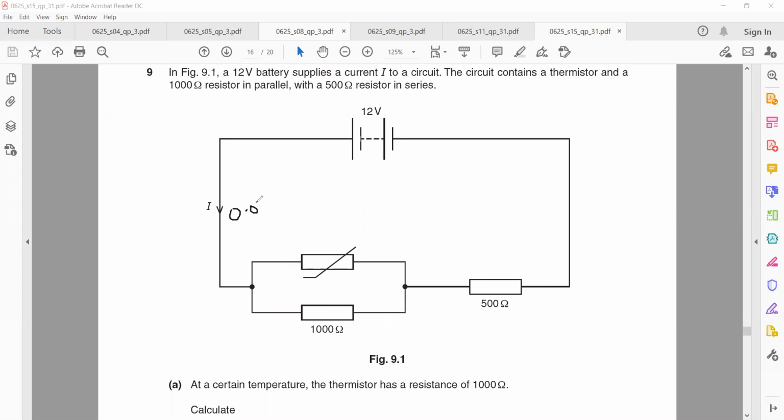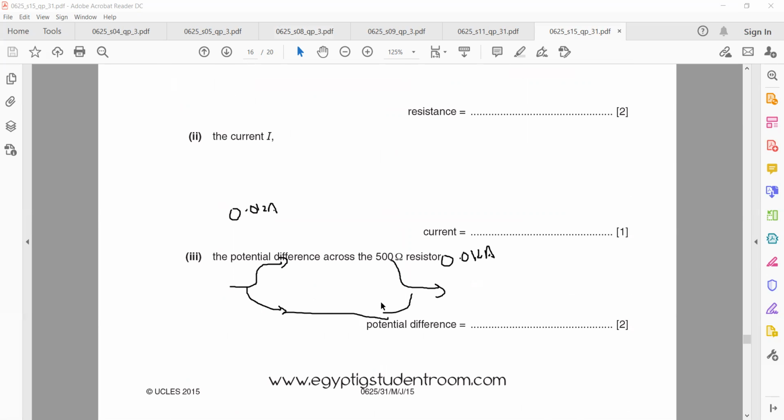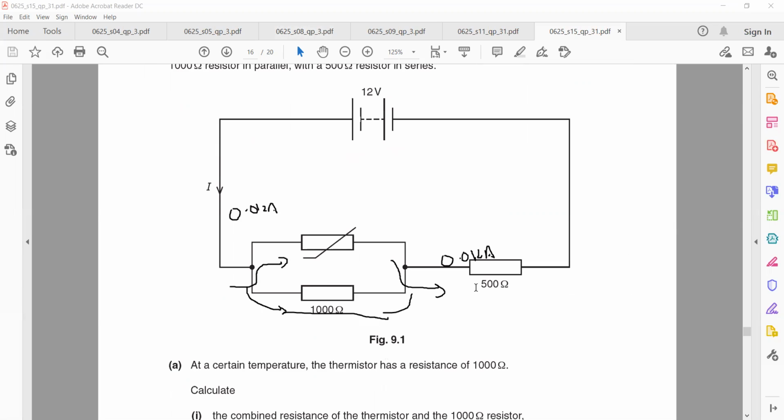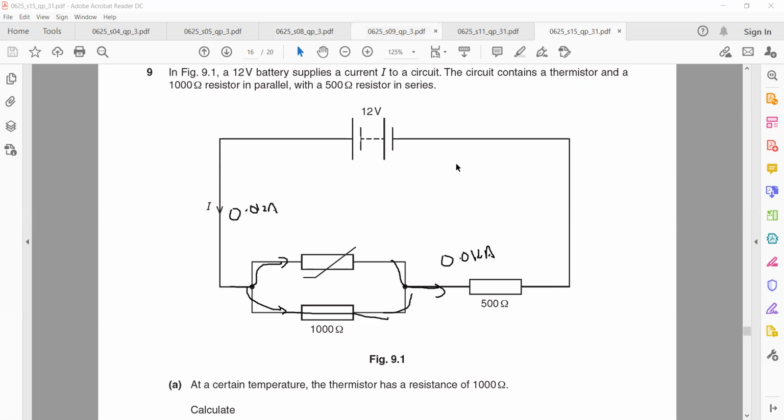So 0.012 ampere is what is coming from the battery. That will divide between the thermistor and a fixed resistor, and that will rejoin here. So the same 0.012 ampere will pass through the 500 ohm resistor, because in the next part they ask the potential across 500. Potential means voltage. So how will I get the voltage across this 500 ohm?